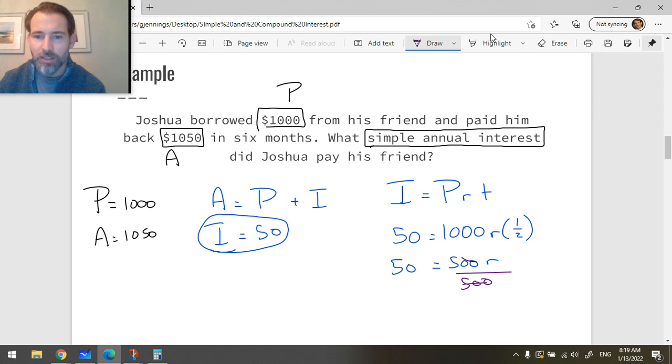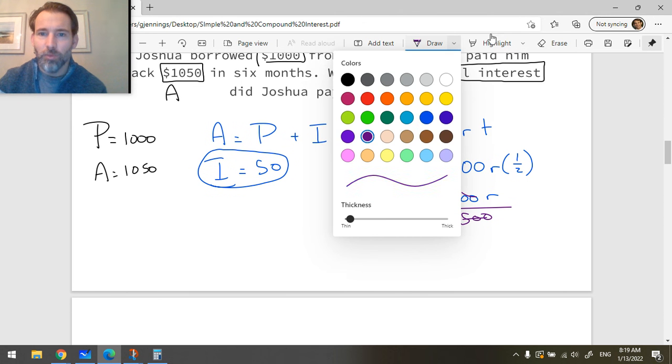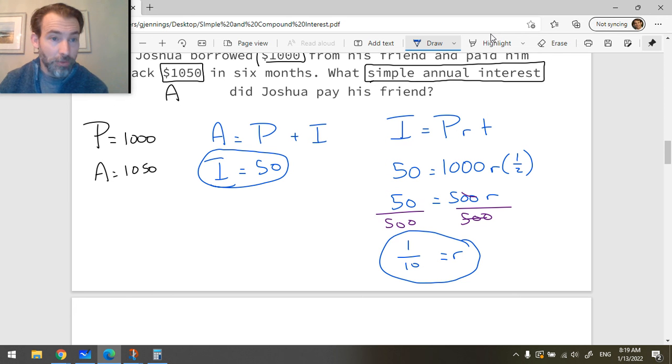Okay, now divide by 500. Now they see that this cancels this, and divide by 500. And they see that this is 1/10. Do you see that that's 1/10? I see that that's 1/10. 50 divided by 500 is 1/10 equals R. Okay, there's the answer. That's the interest rate, is 1/10.